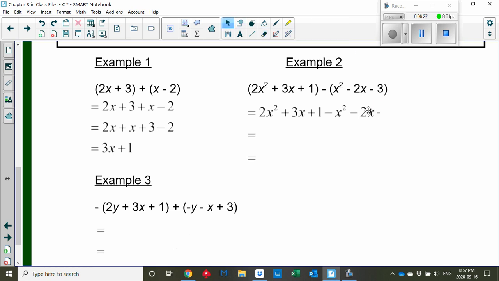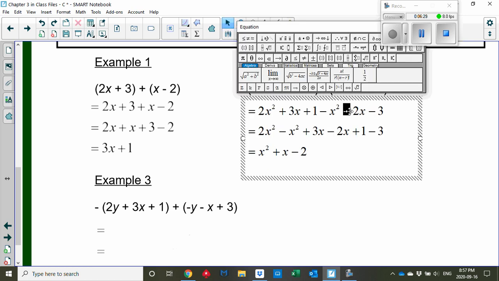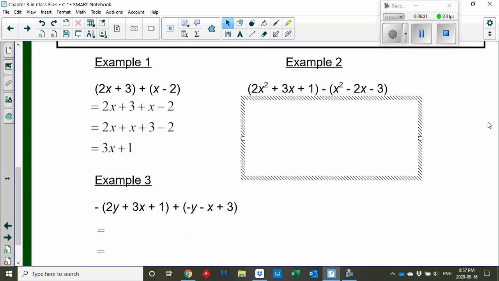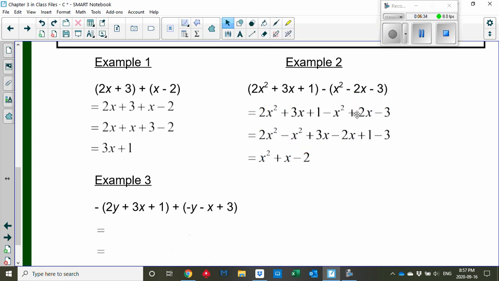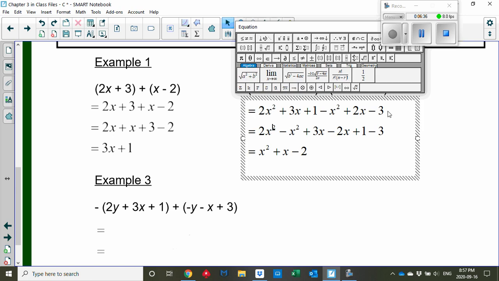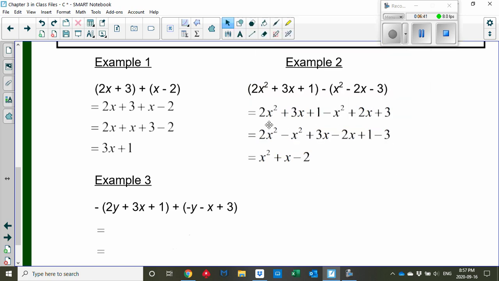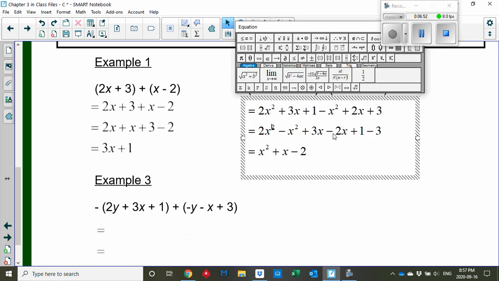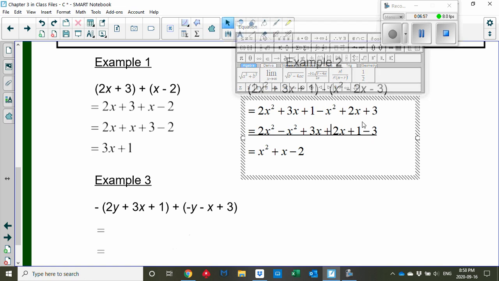And that should be positive. It was a negative, so it changes. And this is a -3, so it changes. Okay. So now I move my terms around, and I'm going to have to carry this mistake all the way through. But I keep my 2x, I move my -x squared. I move my +3x, and now I've got a +2x. I keep my +1, and now I've got a +3.